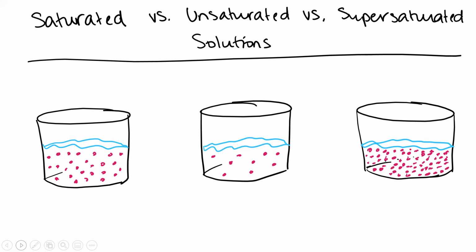But either way, we can assign these names, these words, to just generalized pictures. So this first one here is a saturated solution. The second one here obviously has less solute, therefore it's an unsaturated solution. This last one here has a ton of solute in it, which means that it is supersaturated.